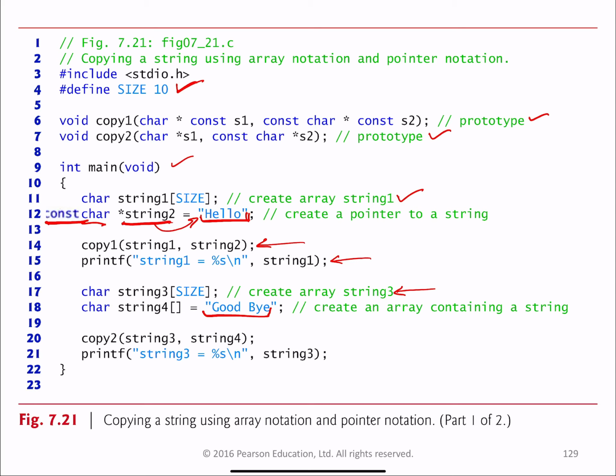And we demonstrate the use of the other function, copy2, by using string 3 and string 4. When we finish, we print out string 3 again. So copy1 will copy string 2 into string 1. When we call the copy2 function, that will copy string 4 into the uninitialized string 3.